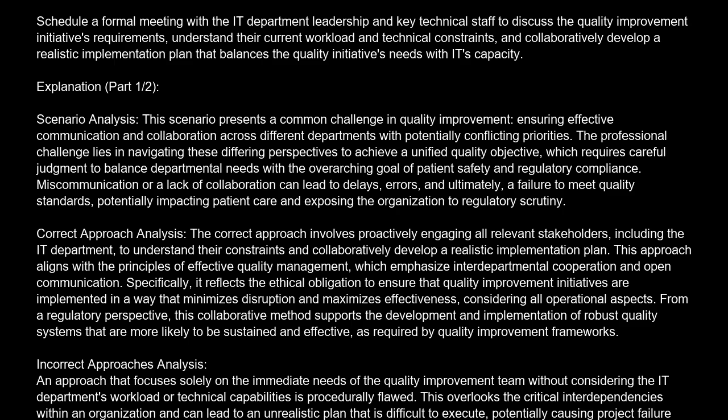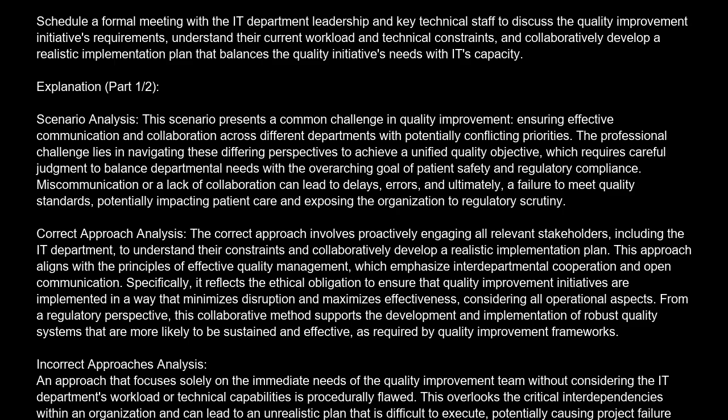Correct approach analysis. The correct approach involves proactively engaging all relevant stakeholders, including the IT department, to understand their constraints and collaboratively develop a realistic implementation plan. This approach aligns with the principles of effective quality management, which emphasize interdepartmental cooperation and open communication.